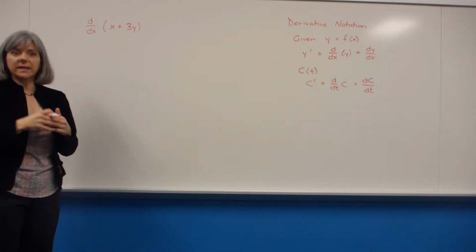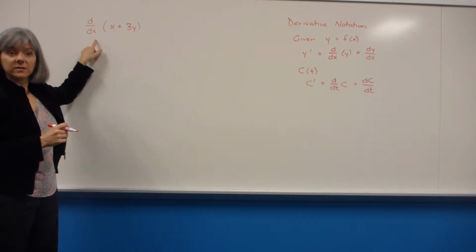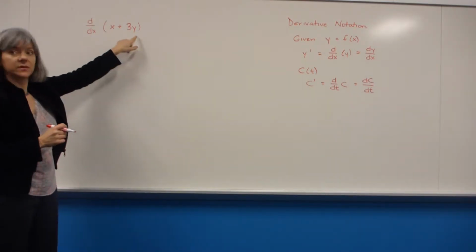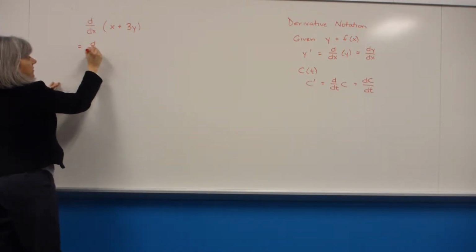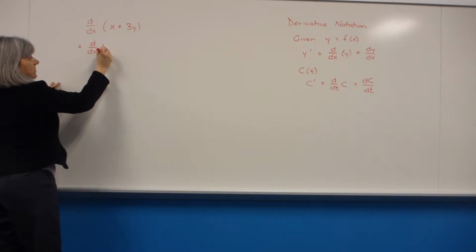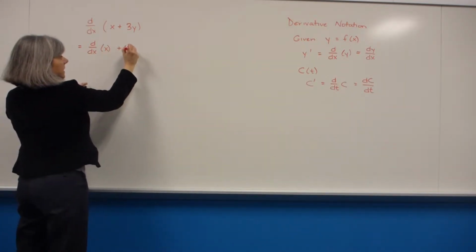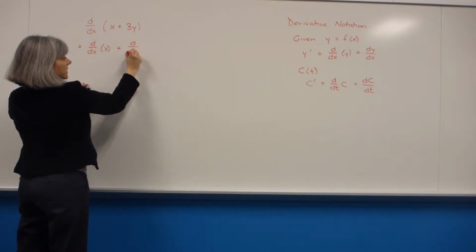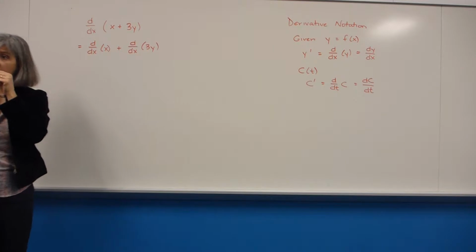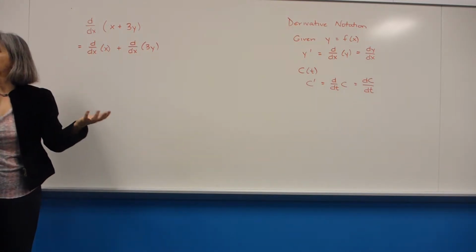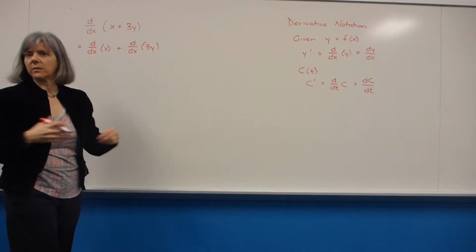Okay, so let's remember what that says. Take the derivative with respect to x of x plus 3y. So I'm going to split that apart. We're going to look at taking the derivative with respect to x just of the x part, and then I'm going to split off that derivative and do the derivative of the 3y part. So I'm just doing the derivative term by term. We've been doing that all semester. Well, our last 2 weeks anyway.